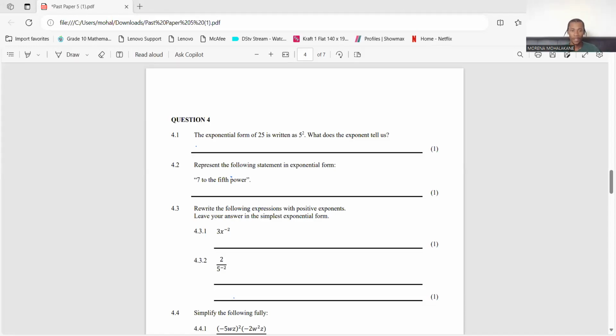Question 4. The exponential form of 25 can be written as 5 squared. What does the exponent tell us? In general, it means that we have two of the same factors. Two of the same factors of what? 25. What are those two factors? We have the same factor repeating itself, which is 5. That's what it tells us.